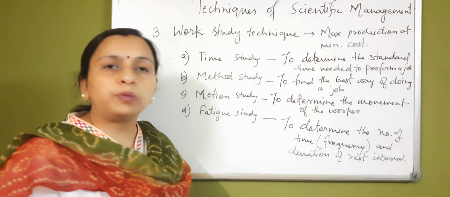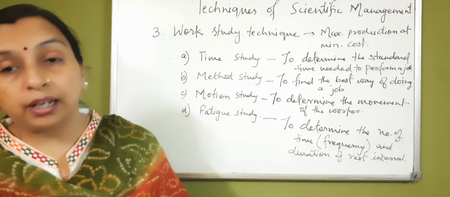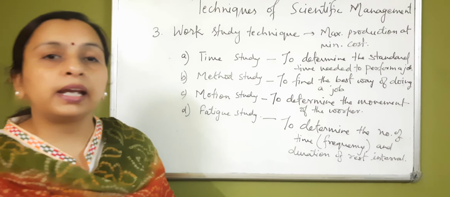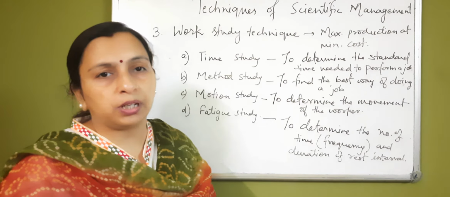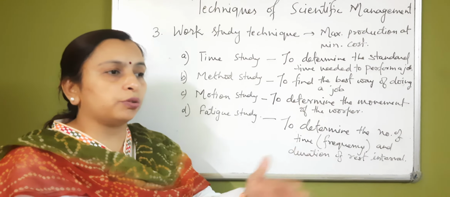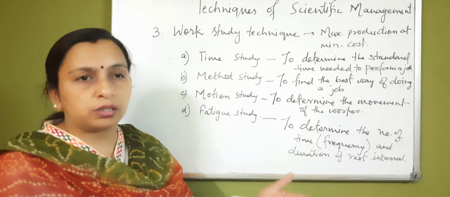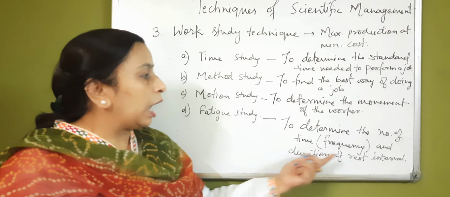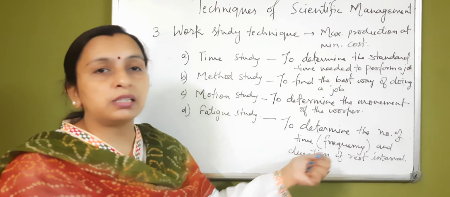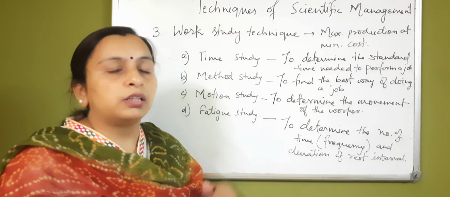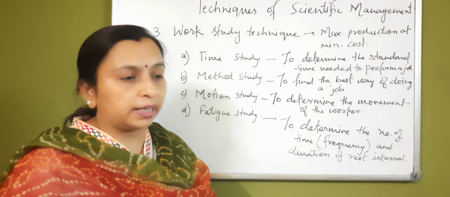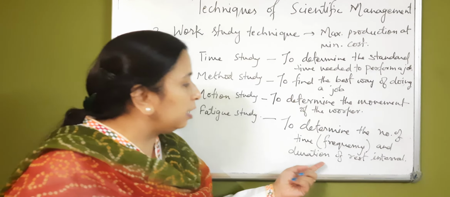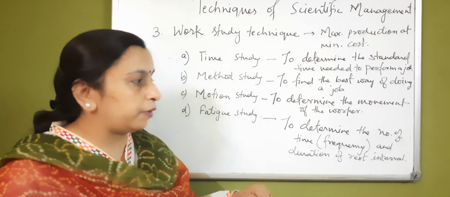So what should be the rest interval? If a worker is continuously working in the factory, he will get tired, so he needs some rest period. During the work duration of 8 hours or 6 hours or 10 hours, how many times, that is the frequency, should the worker be given a rest interval, the gap period, the recess time, and what will be the duration of the rest interval.